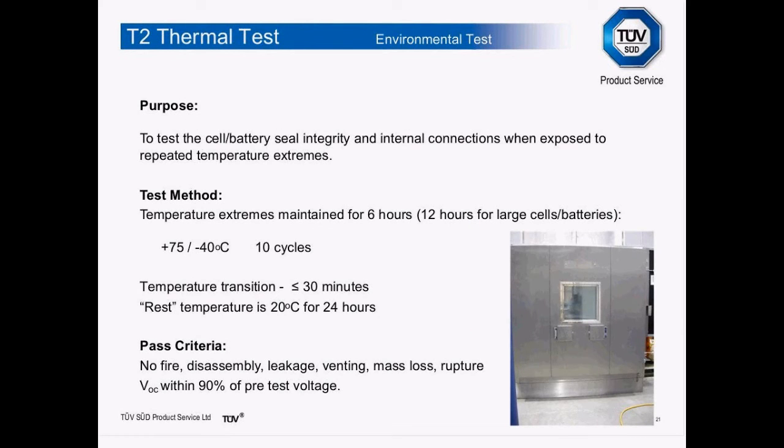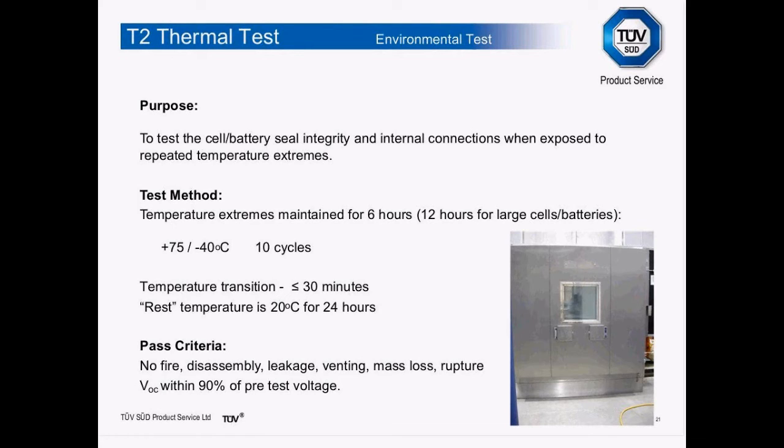The T2 test is the thermal test, and basically this tests the cell or the battery's seal integrity and also the internal connections when exposed to temperature extremes. Basically, these temperature extremes are maintained for 6 hours. So basically, the chamber is ramped up to 75 degrees and held there for 6 hours. Then it is lowered to minus 40 degrees. And basically, the transition between 75 and minus 40 must happen within 30 minutes.